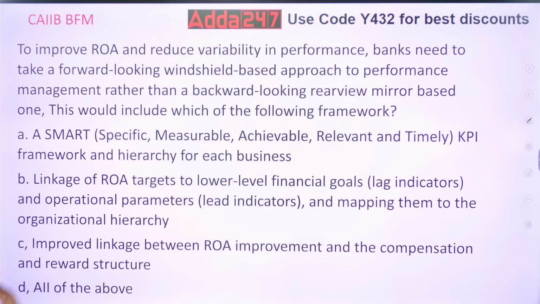A SMART framework. What do you mean by SMART? Specific, measurable, achievable, relevant, and timely. KPI framework and hierarchy for each business. Linkage of ROI targets to lower level financial goals, lag indicators, and operational parameters, lead indicators, and mapping them to the organizational hierarchy. Improved linkage between ROI improvement and the compensation and reward structure, and all of these.